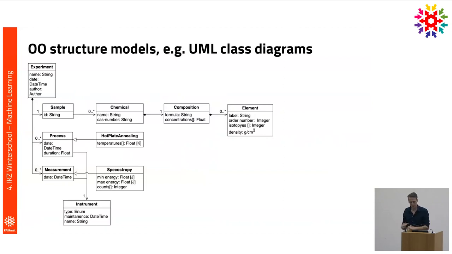And then, of course, different schemas can be put into relationship to each other, and you can compose different schemas. A possible extension would be that you connect your chemicals with a certain composition that defines what kind of elements are in this chemical and so on.